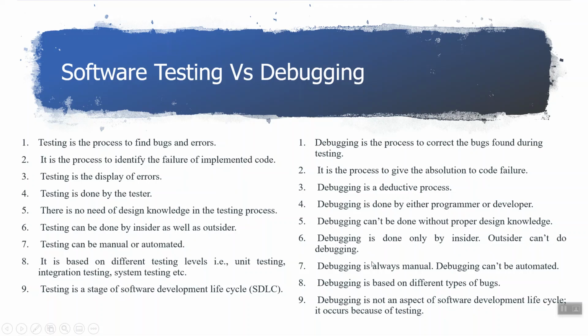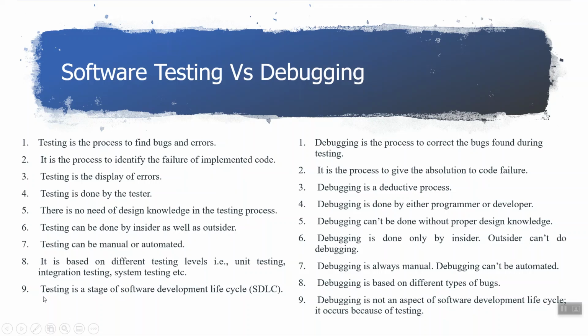Outsiders can't do debugging. The next difference is testing can be manual or automated. While debugging is always manual, debugging can't be automated. The eighth difference is based on different testing levels. So testing is based on different testing levels like unit testing, integration testing, system testing. While debugging is based on different types of bugs.